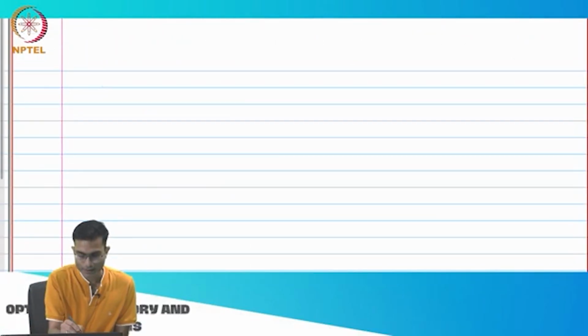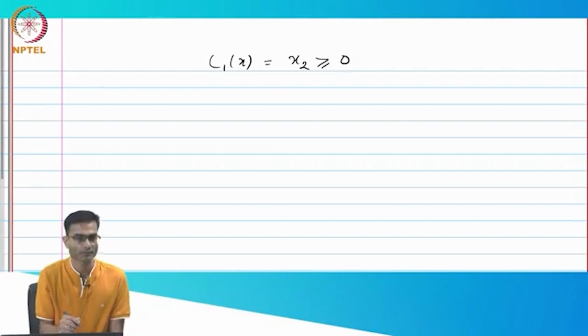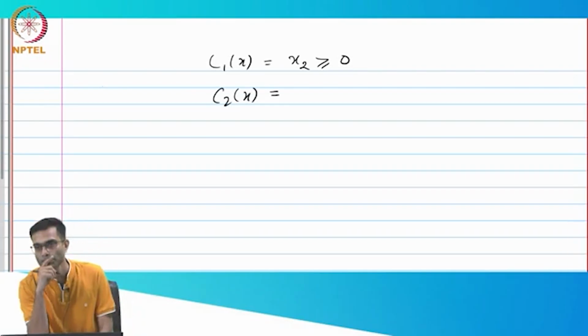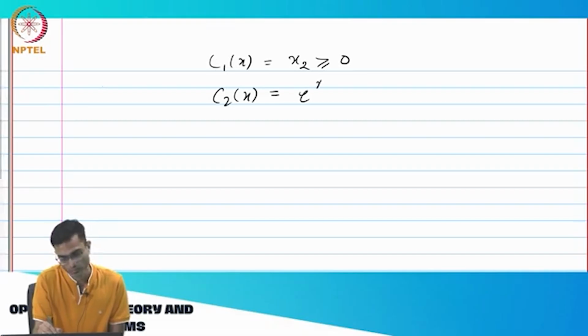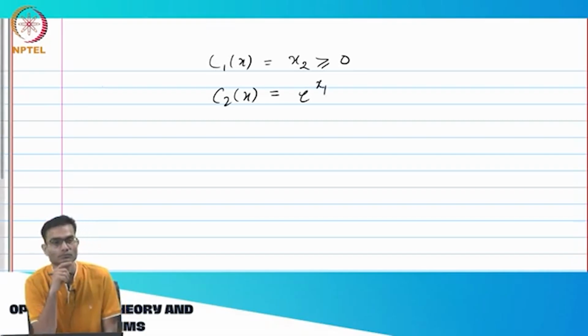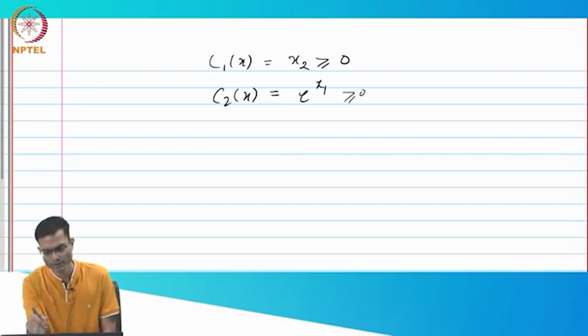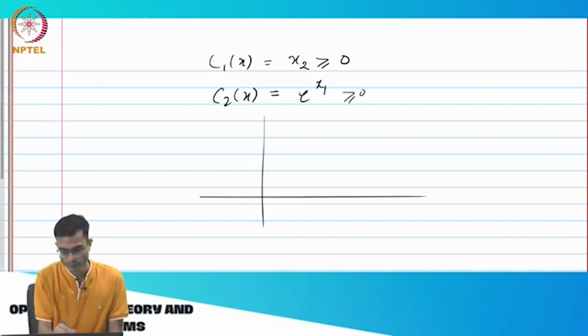So let us say that I have C1(x) equal to x2 greater than or equal to 0. Okay, C2(x), let us say, is e to the x1. This is always greater than or equal to 0, right? So, no, that doesn't make sense.